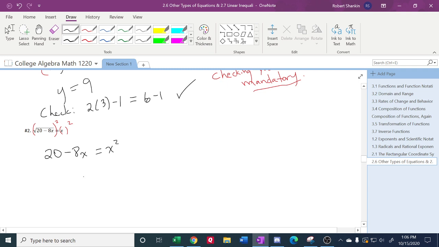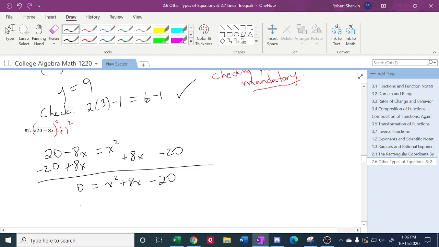And the solution method for solving quadratic equations is get everything to one side and get the other side equal to 0. I like my x squared to be positive for factoring, so I'm going to move everything to the right. And then we factor. And if it doesn't factor quickly, jump to the quadratic formula.